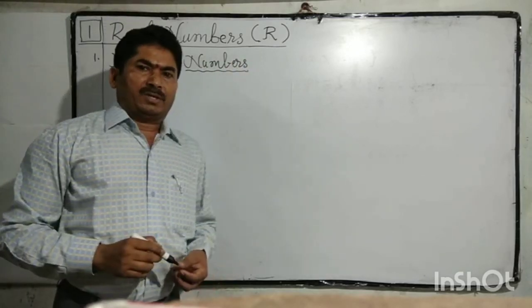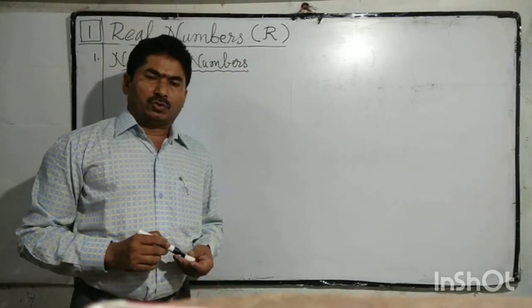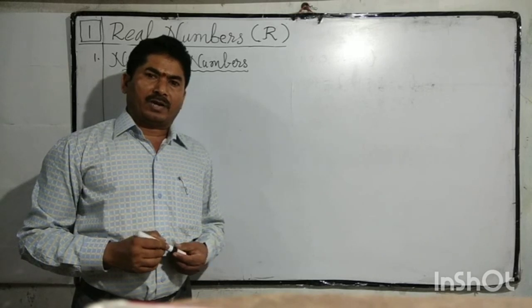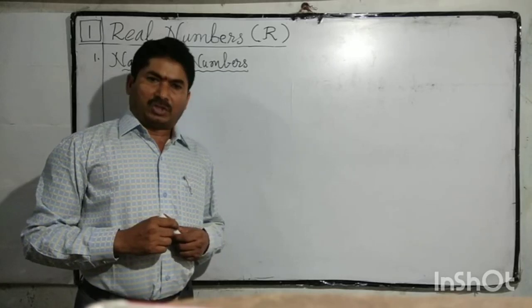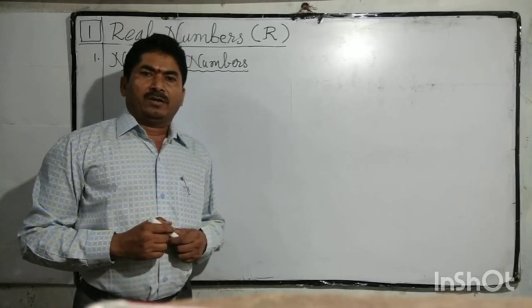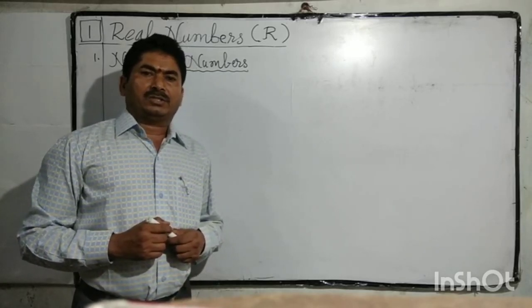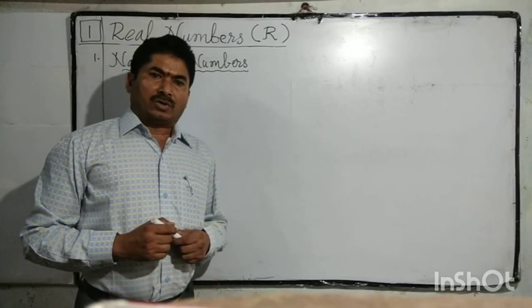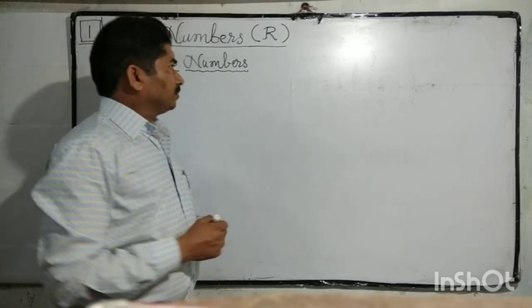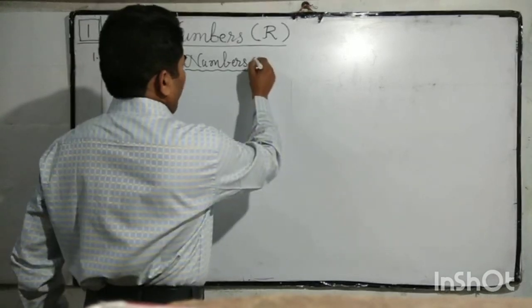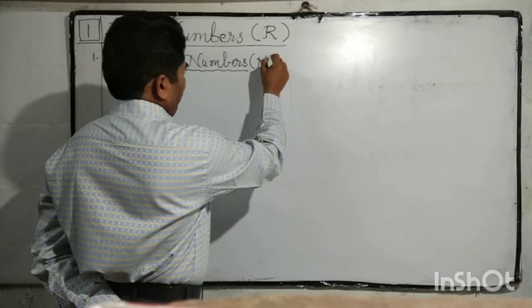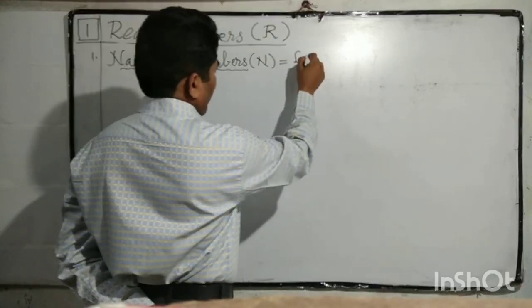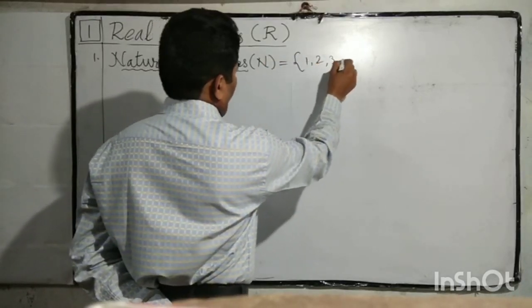What are natural numbers? The numbers used to count things are called natural numbers. We are using these numbers to count things. That's why we can call these numbers also counting numbers. Natural numbers are denoted by the letter N. N is equal to the set of 1, 2, 3 and so on.